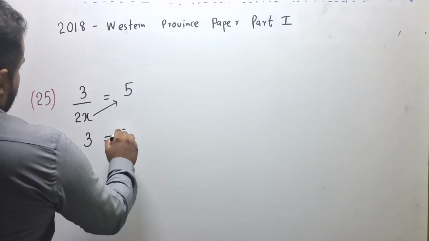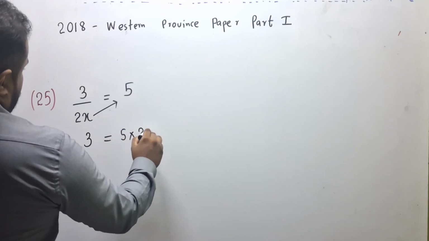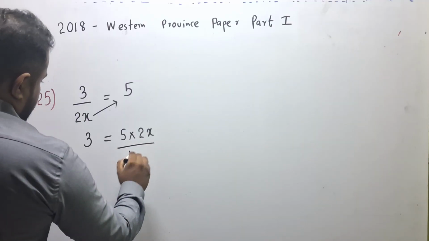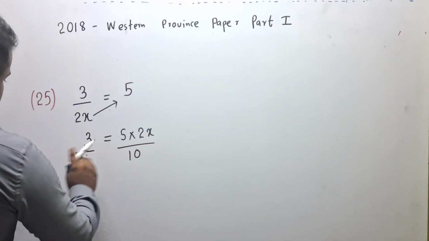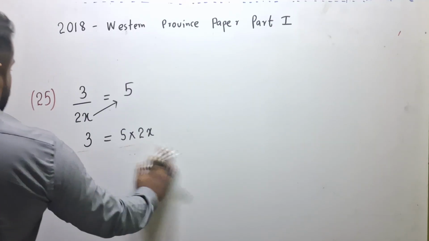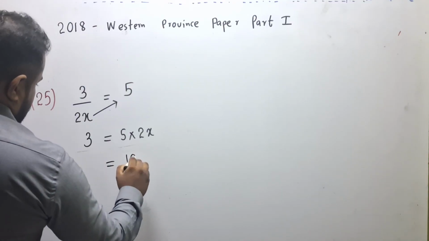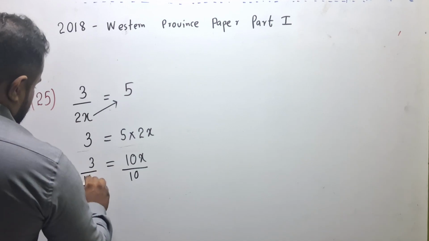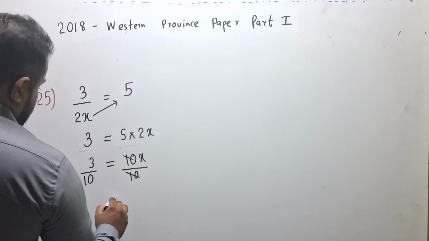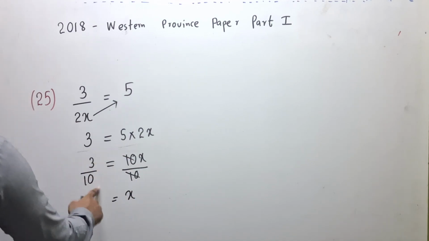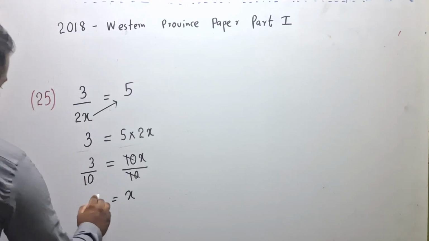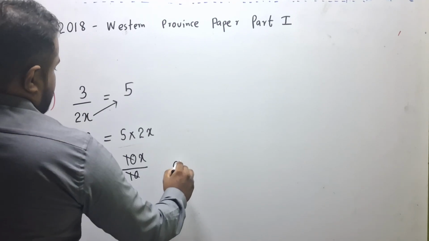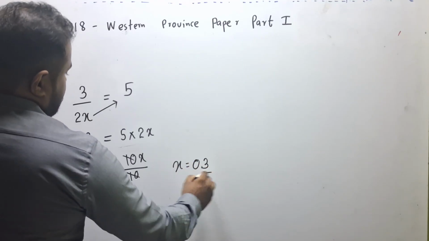3 is equal to 5 times 2x. Can you see 5 times 2 is 10? So divide both sides by 10. Okay, let's do it in another step. 10x equals 3. Divide both sides by 10. 10 and 10 are cancelled. x equals 3 over 10. Or you can write the decimal answer, x equals 0.3.